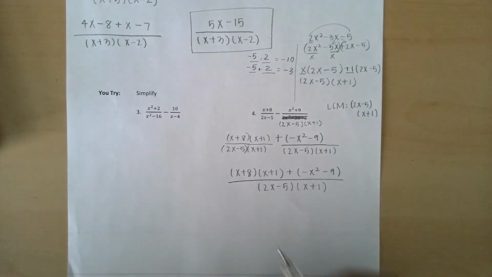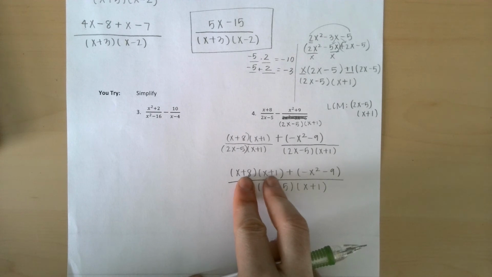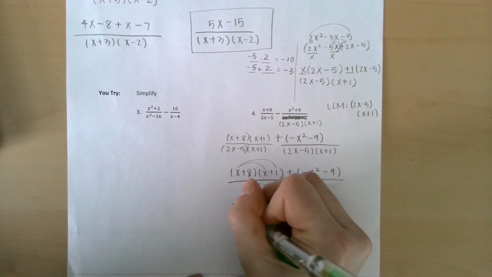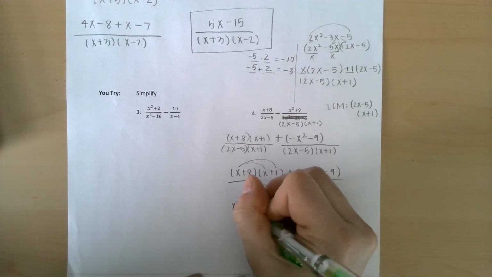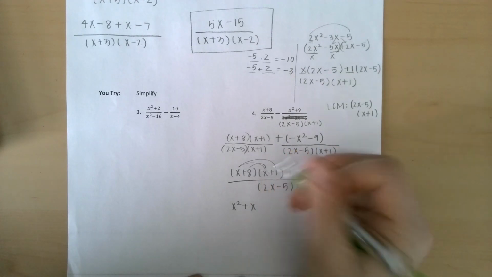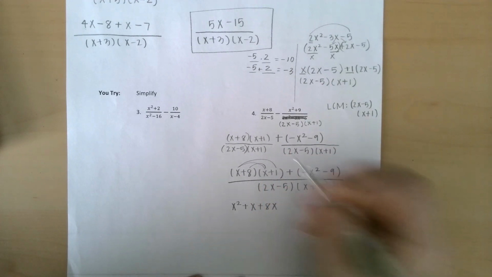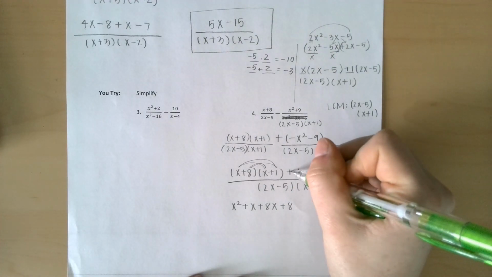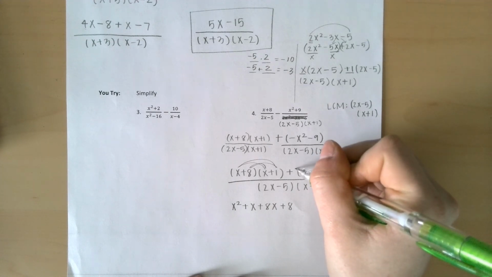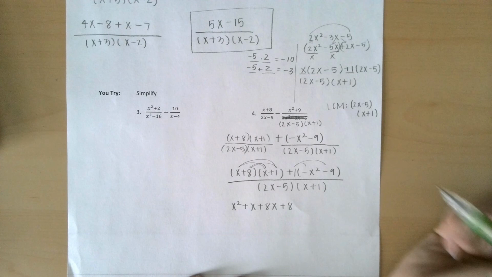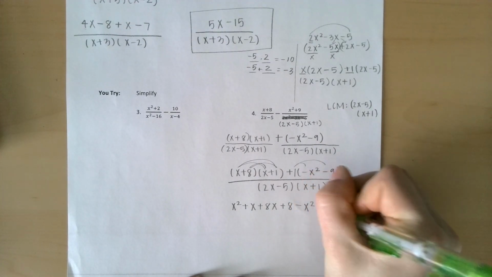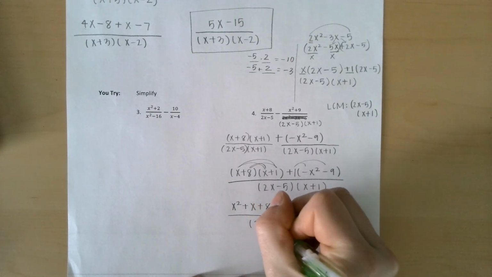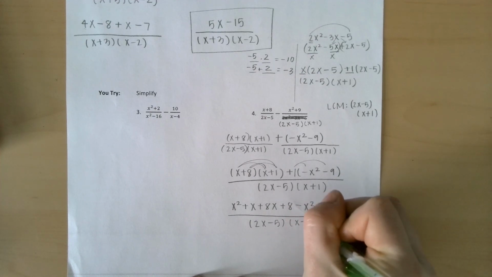I again want to simplify the numerator. Two parentheses right next to each other being multiplied, so we're going to distribute. X times x gives me x squared. X times 1 is 1x. 8 times x is 8x. 8 times 1 is 8. I have this plus sign and then these parentheses here, so technically you could think about this as distributing a positive 1. That's going to keep that negative x squared and negative 9 the same. Again, this is over 2x minus 5 and x plus 1.